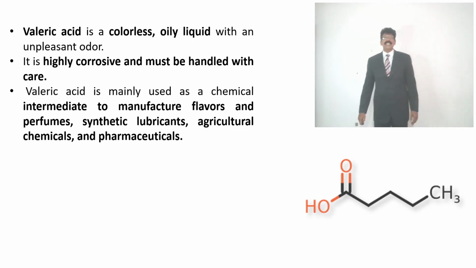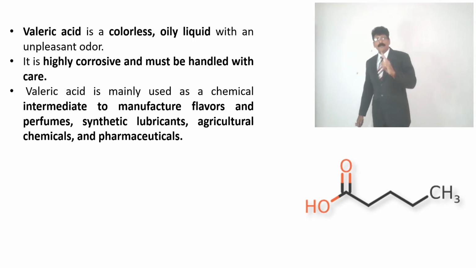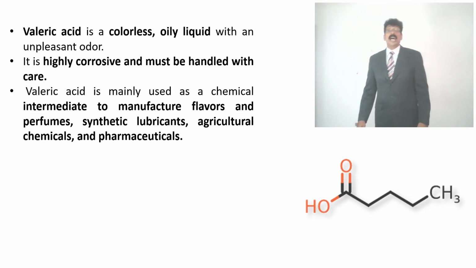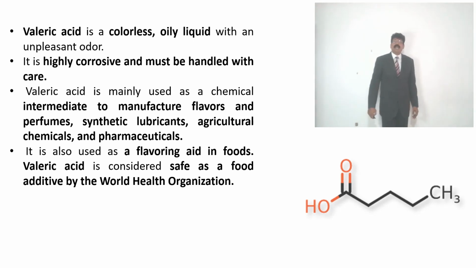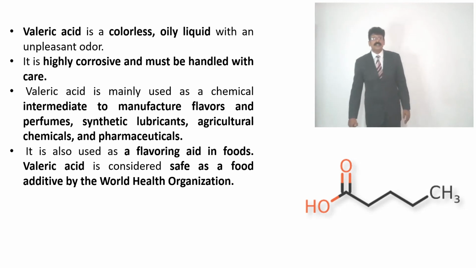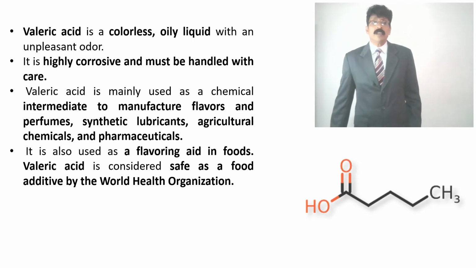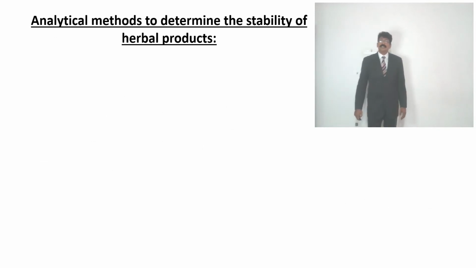Valeric acid is mainly used as a chemical intermediate to manufacture flavors and perfumes, synthetic lubricants, agriculture chemicals, and pharmaceuticals. It is also used as a flavoring aid in foods. Valeric acid is considered safe as a food additive by the World Health Organization. So those are the main components which we have to think about.